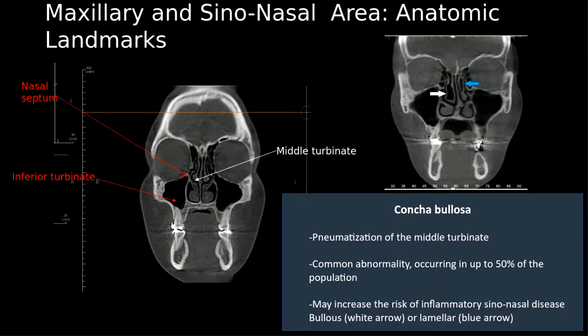Now we will go and check some of the other areas. This is the nasal septum here. The nasal septum is right at the center, okay? And this is the inferior turbinate, and this is the middle turbinate. The middle turbinate is right here, okay? Please check your slides for confirmation purposes.